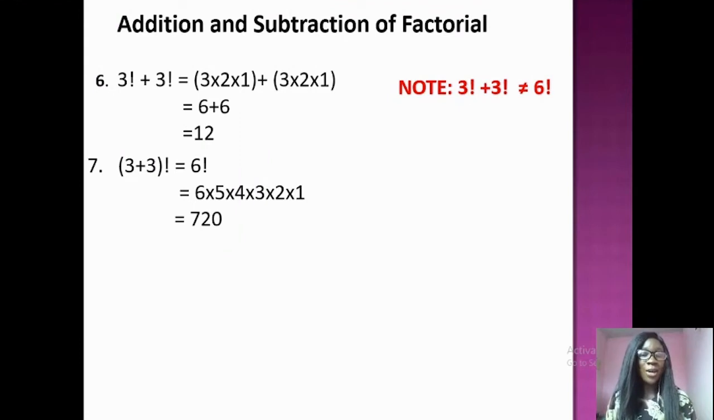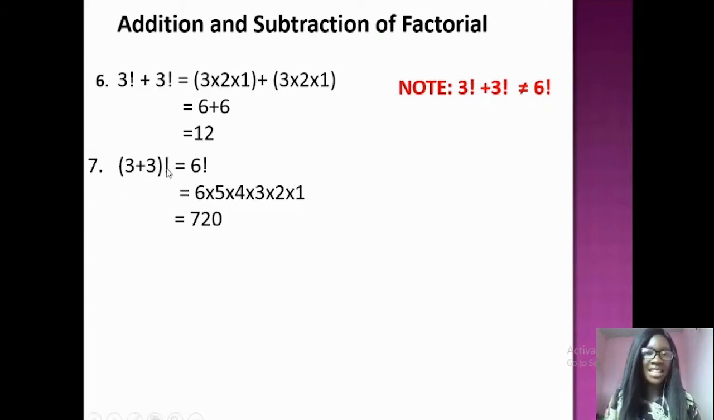So here we have 3 plus 3, or factorial. So this is where your answer is 6 factorial. That is to tell you that 3 factorial plus 3 factorial is not the same thing as 3 plus 3 all factorial. Okay, so here we have 3 plus 3 all factorial.